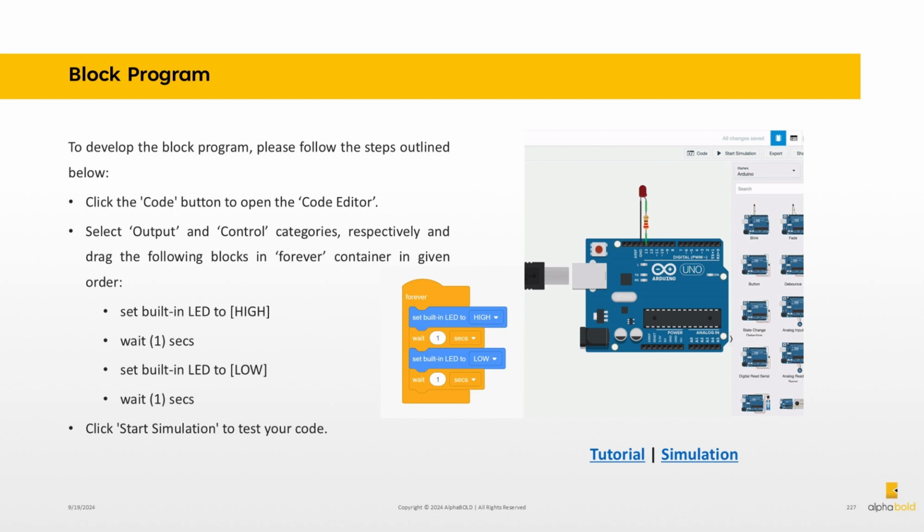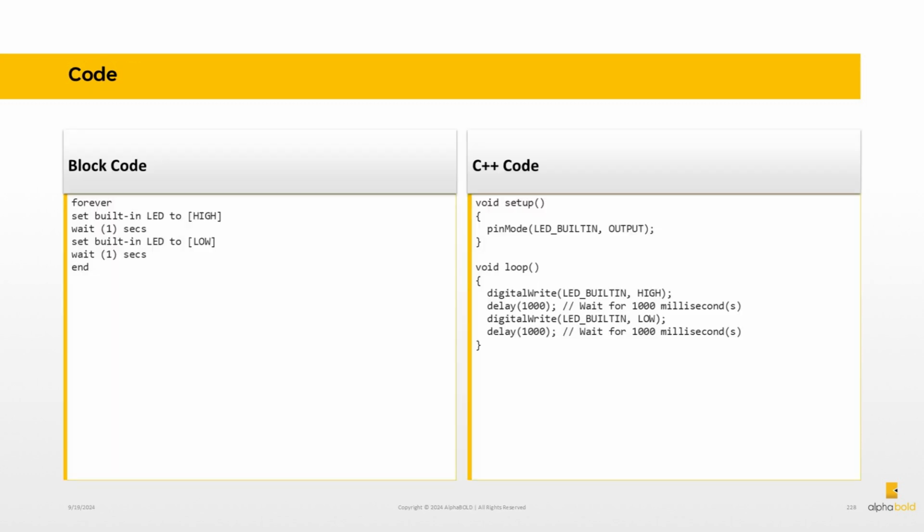Select Output and Control categories, respectively, and drag the following blocks in the Forever container in given order. Set built-in LED to high. Wait 1 secs. Set built-in LED to low. Wait 1 secs. Click Start Simulation to test your code. You can view the block code and equivalent C++ code here.